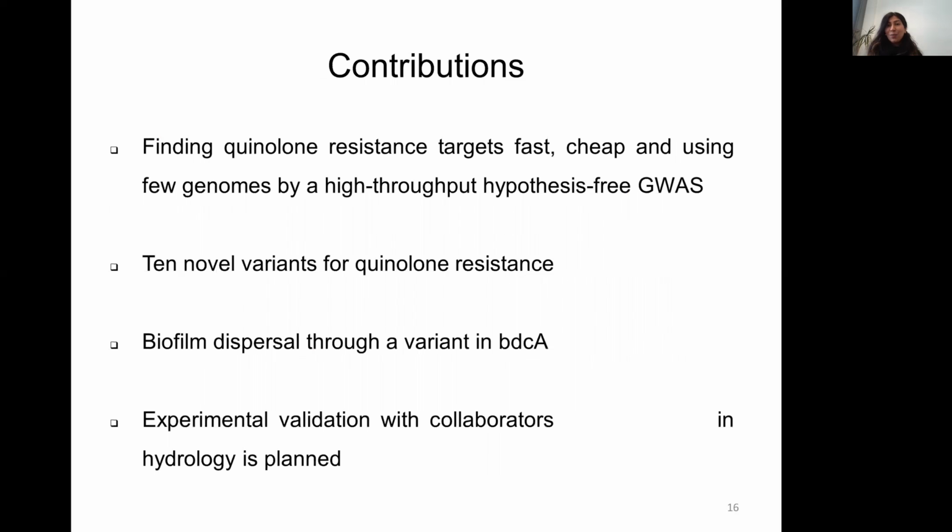To summarize, we showed that although it took 30 years to find targets of quinolone resistance, we could find a target of quinolone resistance faster, cheaper, and using only a few genomes by a high throughput hypothesis-free GWAS. We not only found the known variants in gyrase and parC, but also 10 new variants. A variant in bdcA suggests a novel resistance mechanism via biofilm dispersal. Also, we started to do experimental validation with a team from hydrobiology.